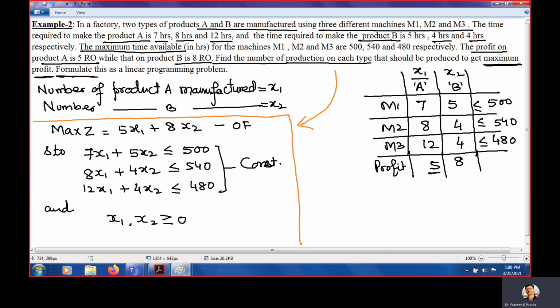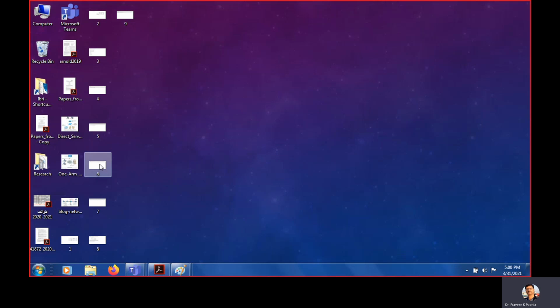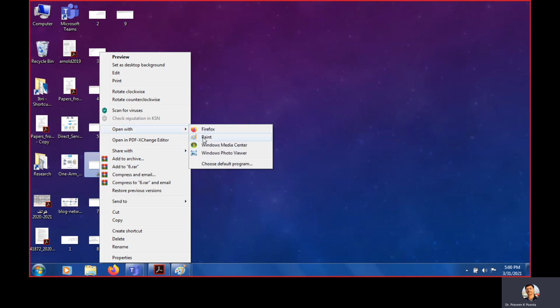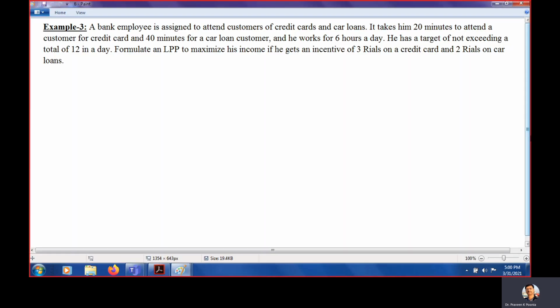Please practice this question again and again. Okay, move to another problem. This problem, the third one, example 3.